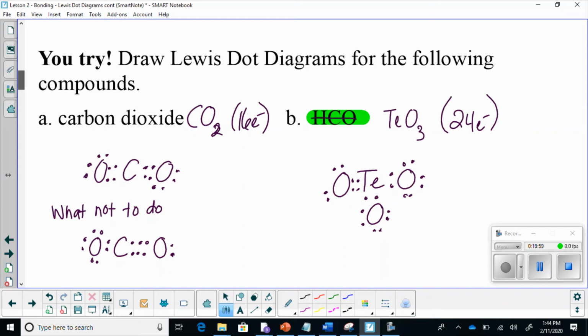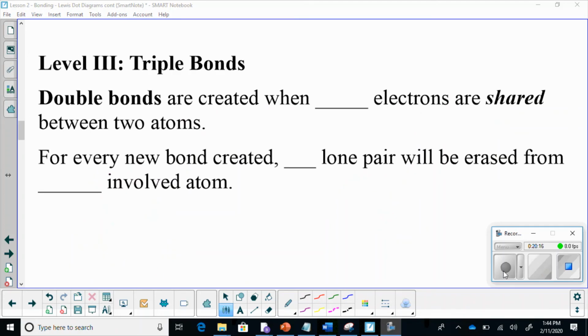So you want to have symmetry. If you can form a double bond, do a double bond first. Do not form a triple bond unless it is absolutely necessary. Triple bonds are formed when there are 6 electrons shared between 2 atoms. For every new bond created, a lone pair will be erased or removed from each involved atom.